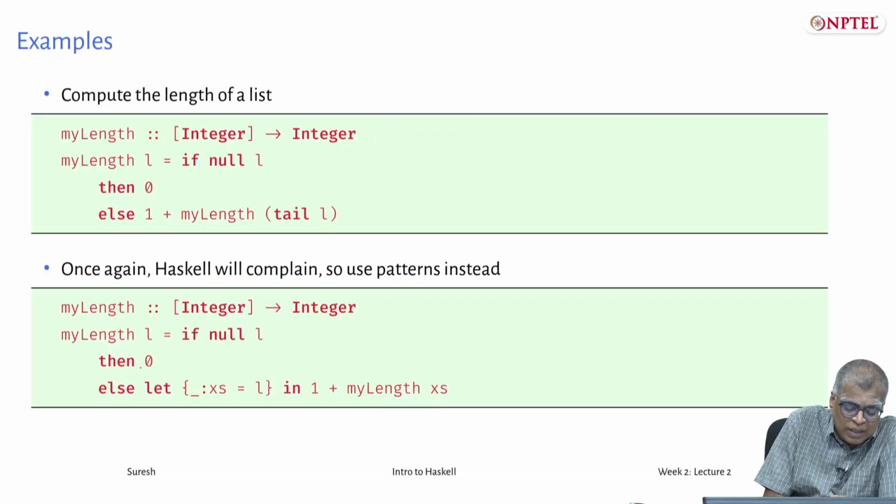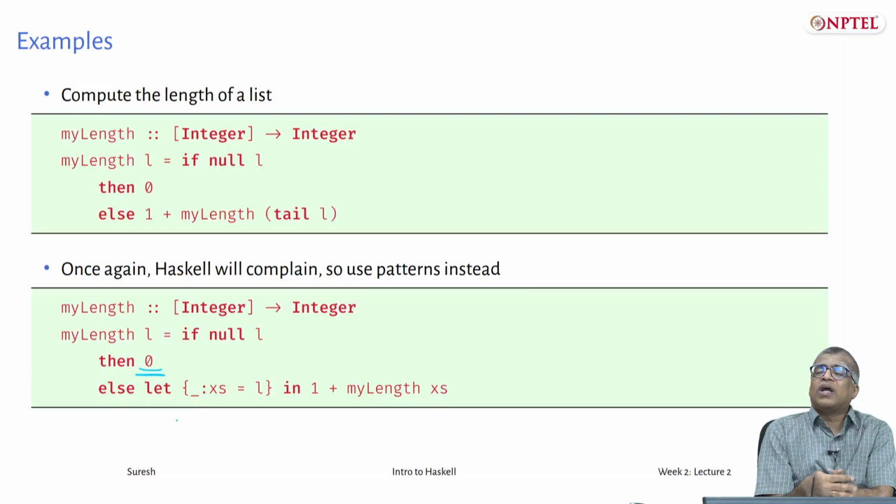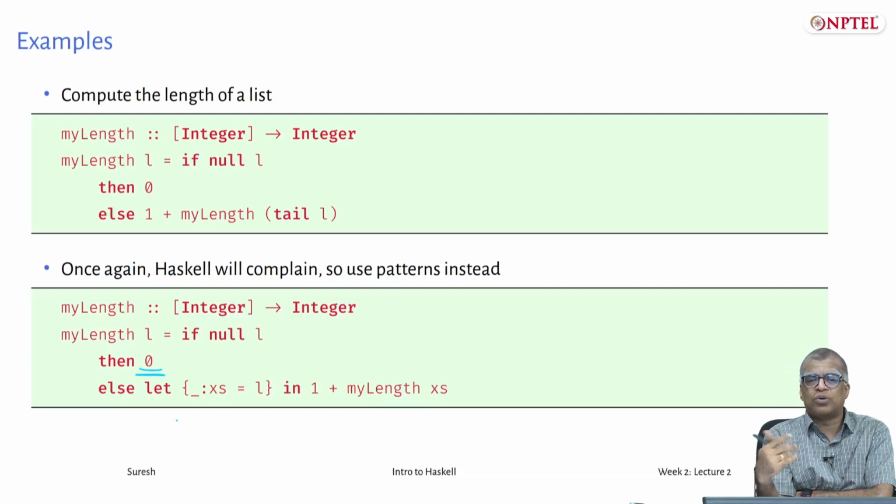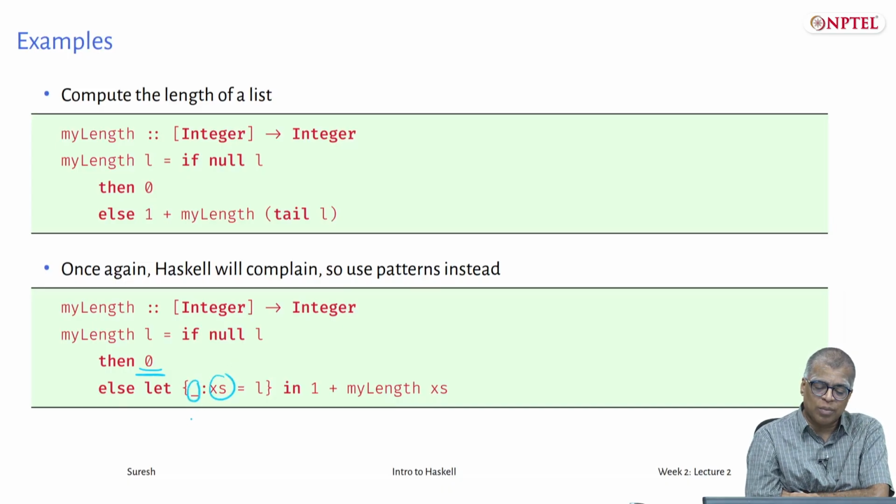You say if null L, then the length is 0, else you let L be x colon x's, but you are not really going to use x. So just like long ago we saw in pattern matching definitions, you can use underscore to signify that I don't care to name this part at all. So you can say underscore followed by x's, because you don't care about the actual element, you just want to say 1 plus my length of x's.